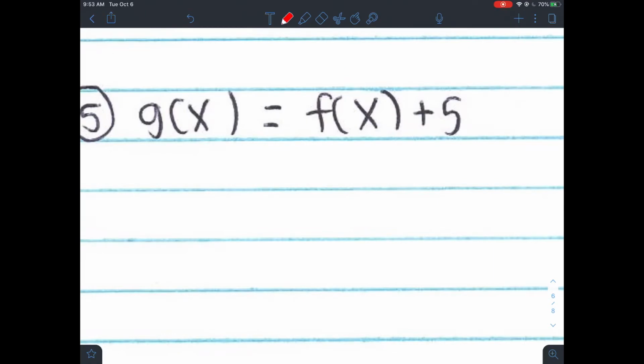So we have g of x equals f of x plus 5. So the only thing off with f of x here is that I have a plus 5 next to it. Now that plus 5 is on the outside.